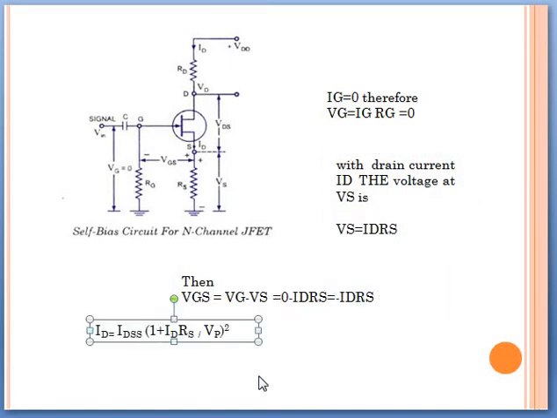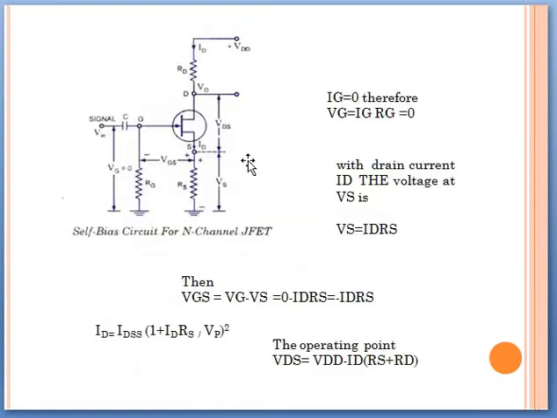So now we have to calculate ID. We can calculate the ID from this expression, IDSS into 1 minus VGS by VP, whole square, where VGS is minus IDRS. Then for the operating point voltage VDS, when we apply KVL across the output resistance, VDS equals VDD minus ID into RS plus RD.